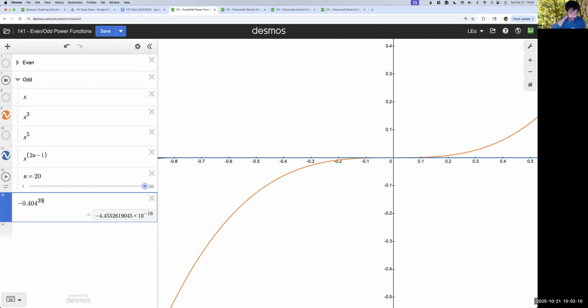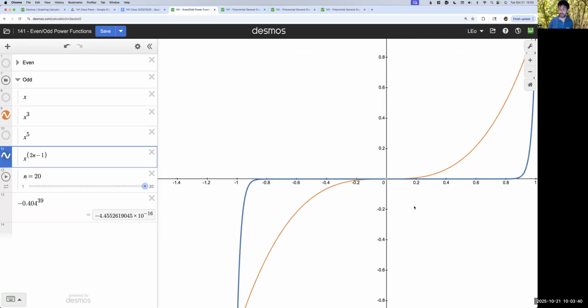If you can't read that, it's -4.5-ish times 10 to the -16th. So there's going to be 15 zeros and then a 4 and the rest of that number. That's incredibly small, right? And so it's just being rounded to 0, but in actuality, it's not 0, right? So only at the origin is the output actually 0. It's just so small everywhere else that Desmos is just rounding it, right?